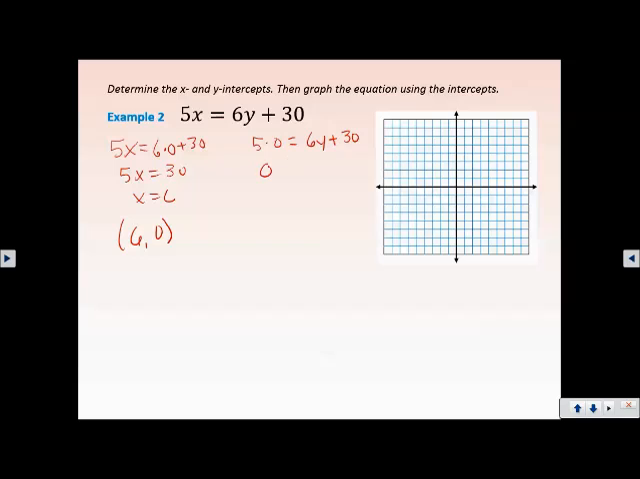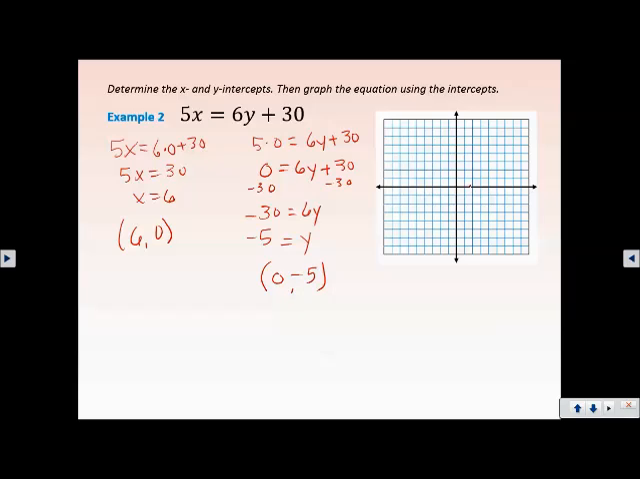We get 0 equals 6y plus 30. We're going to subtract 30 from each side. Negative 30 equals 6y. Divide each side by 6. We get negative 5. You can see that I've stopped writing absolutely every step. I didn't write the divide by 6. At this point in the course, that's okay as long as you can do it correctly. So then we have 0, negative 5 as my y-intercept.